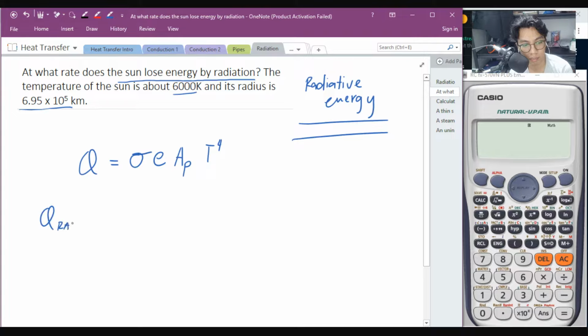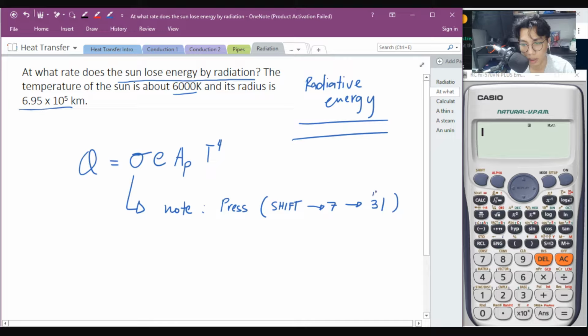Saan natin makukuha to? Okay? Ito, tandaan nyo, sa calculator, you just have to press shift, tapos yung number dito, which is constant, 7, and then you press 31. Okay? Para makuha nyo yung value.